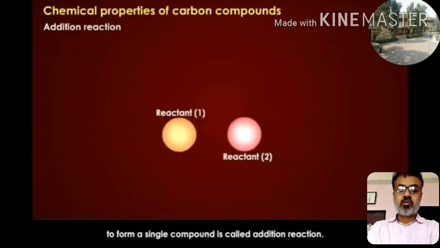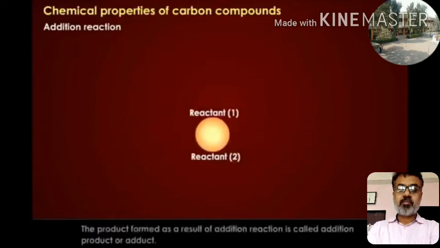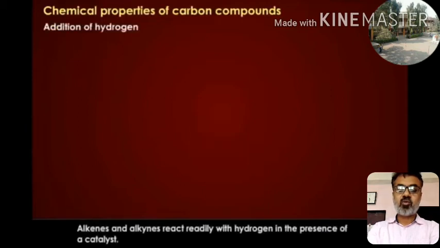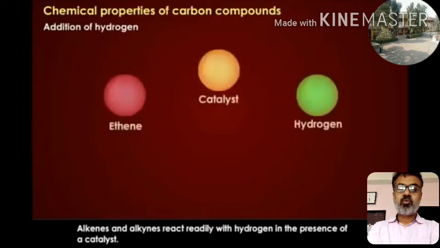Here, two reactants combine to form a single compound, which is called an addition reaction. When two different reactants combine to form a product, the product formed as a result of the addition reaction is called an addition product or adduct. When two reactants combine to form another product, that is an addition reaction.